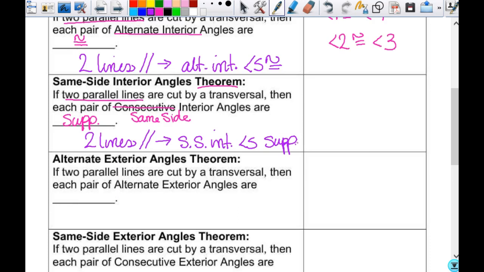Everybody okay with all that so far? All right, so there's not a symbol for supplementary, so I have to actually show that they're supplementary. So we'll start with angles 1 and 2. The measure of angle 1 plus the measure of angle 2 has to equal what? 180. And then the other pair is 3 and 4, so the measure of angle 3 plus the measure of angle 4 is also equal to 180.